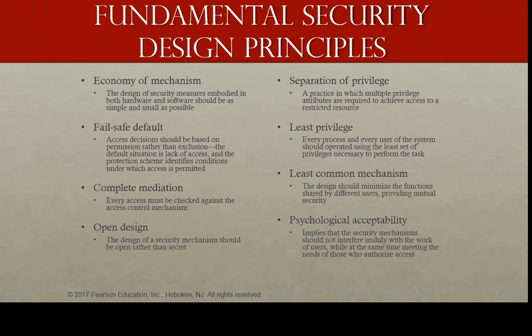Least privilege means that every process and every user of the system should operate using the least set of privileges necessary to perform the task. A good example of the use of this principle is role-based access control, which is described in Chapter 4.